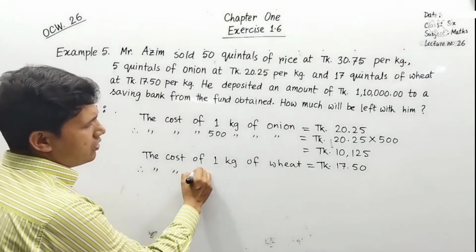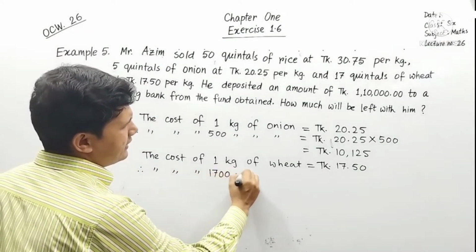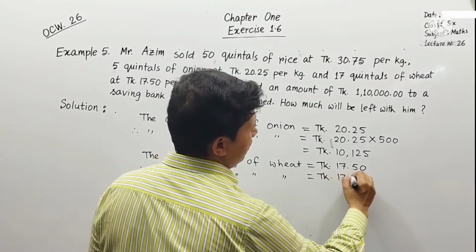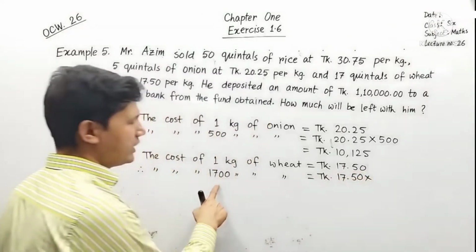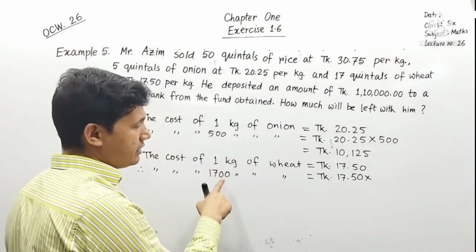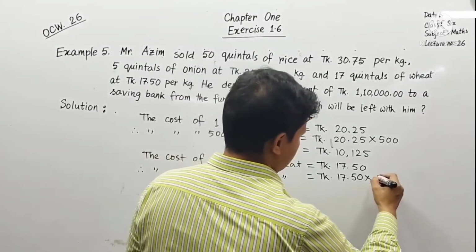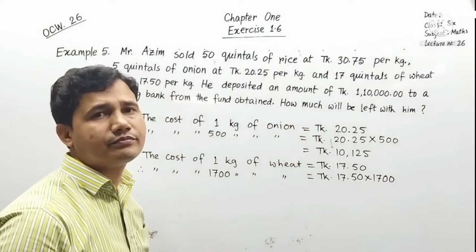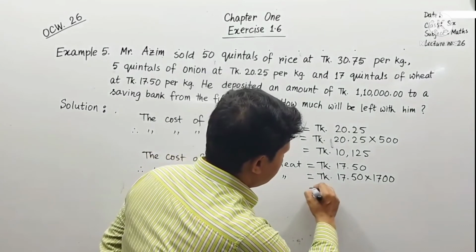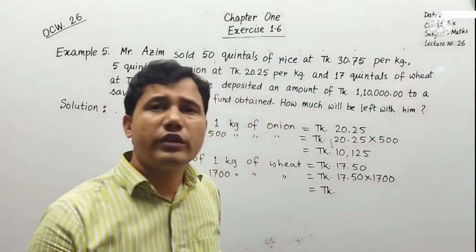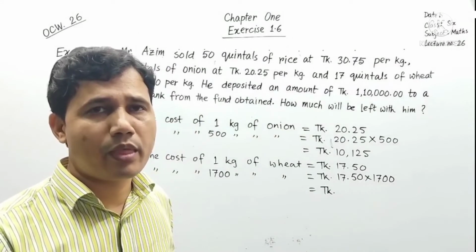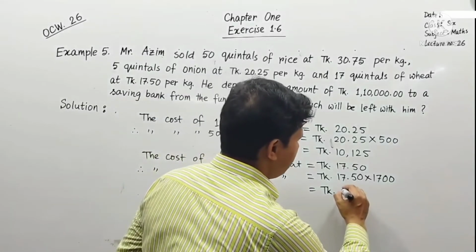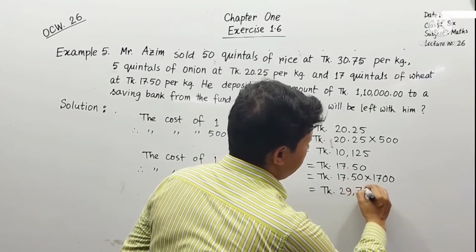Therefore, the cost of 1,700 kg of wheat is equal to taka 17.50 into 1,700 times more. Since this one is bigger than 1, that's why it will be more amount. Okay, then you can multiply by yourself, everyone. Yes, 29,750 taka.